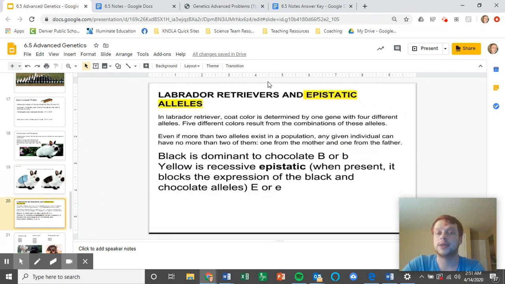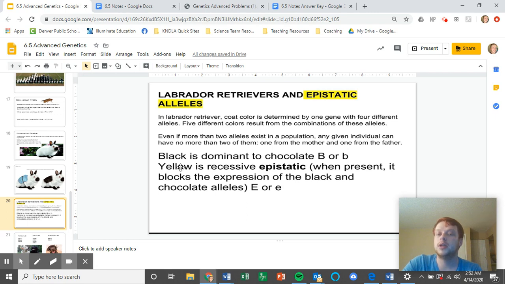Next up, we have epistatic alleles. We'll practice with these more closer to the exam. But the thing to note about epistatic alleles is that they have kind of like a hidden trait. So Labrador retrievers actually have 4 different alleles for coat color that result in 5 different color combinations. When we're looking at epistatic traits, there's always one that's dominant to the other. So black is our dominant trait, and it is dominant to the chocolate lab, which is a lowercase b.